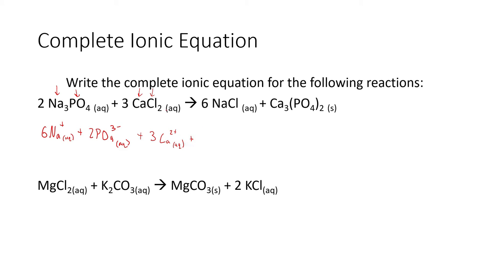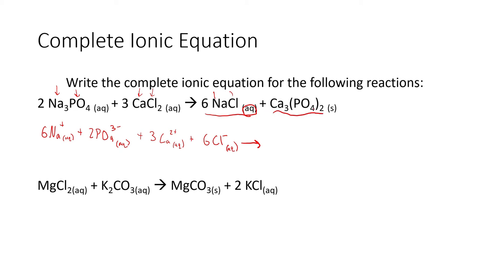Plus, and then we've got 2 chlorines for each one. We've got 3 total, so we have 6 Cl-, and those are aqueous as well. Then that all yields 6 NaCl that is aqueous here, so these are going to be dissociated. We've got metal, non-metal, aqueous.